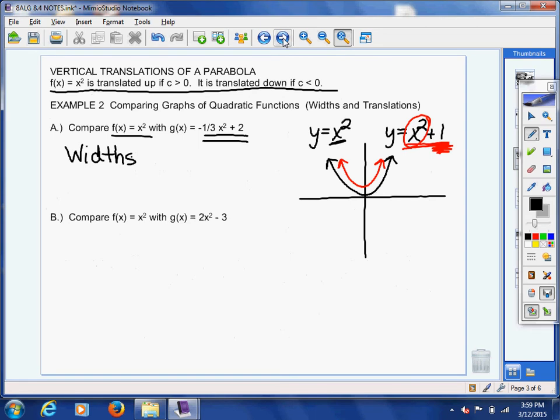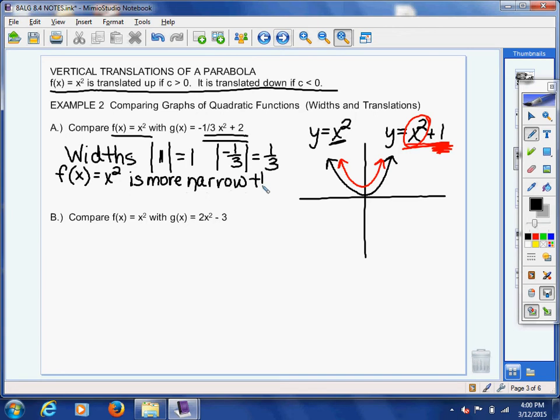So we're comparing the width. The absolute value of 1 is 1, and the absolute value of negative 1/3 is 1/3, okay? So remember, the bigger the absolute value, the more narrow it is, okay? So we would say f of x equals x squared is more narrow than the g of x function, okay?